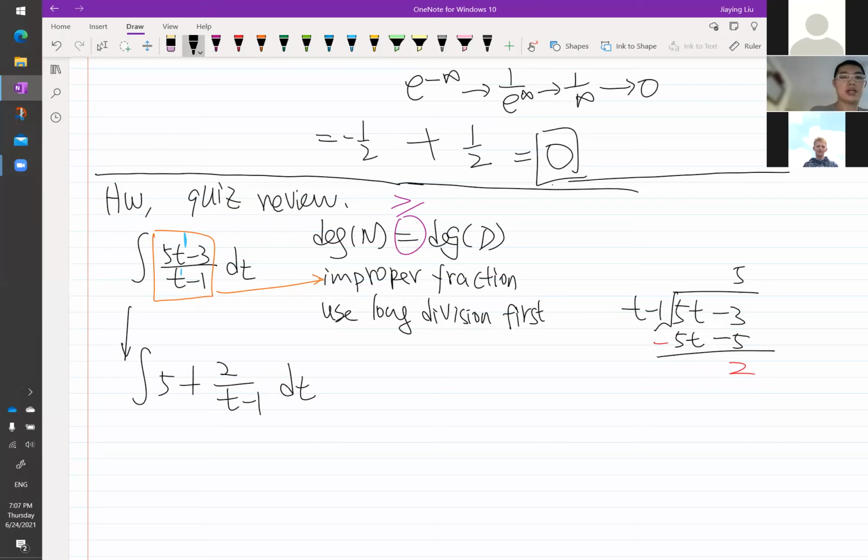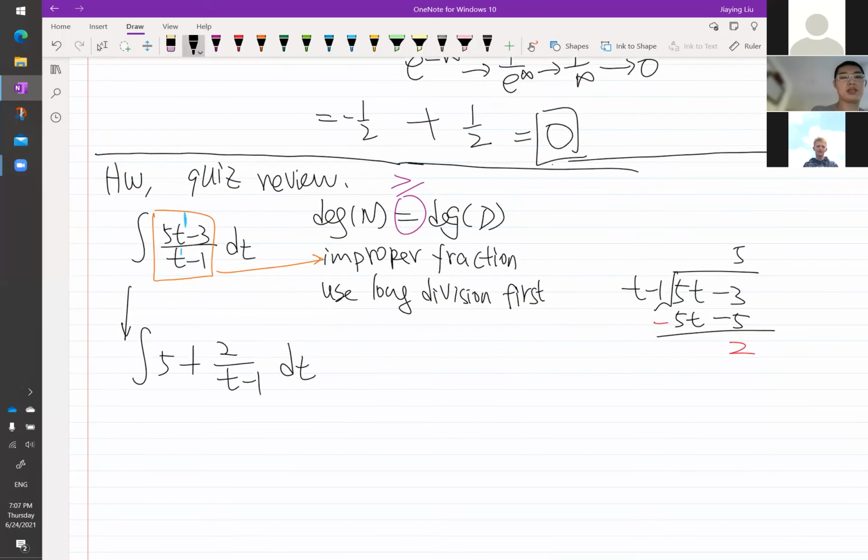So that's what we do after we did long division, right? We get this. Now we can integrate each of them separately, which is integral of 5 dt. You can figure that out fairly easily now. Plus 2 integrating 1 over t minus 1. Oh, wait, I'm sorry.